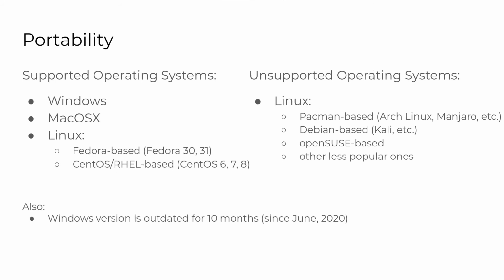You have many supported operating systems, and that's good. You support Windows, Mac OS X, and some Linux distributions, for example Fedora-based, CentOS, or Red Hat-based. But you don't support many Linux distributions, such as Pacman-based ones, for example Arch Linux and Manjaro, some Debian-based ones like Kali, OpenSUSE-based, and other less popular ones.